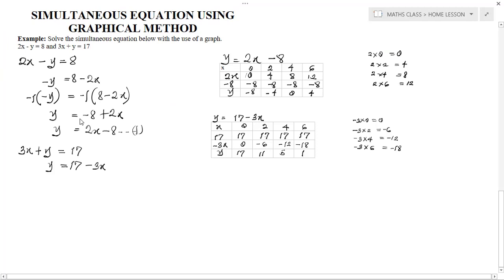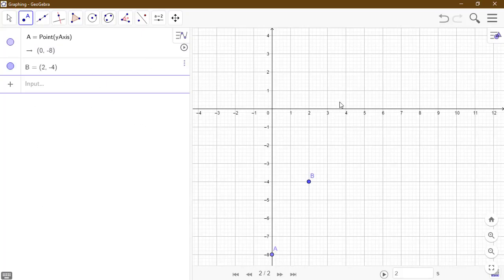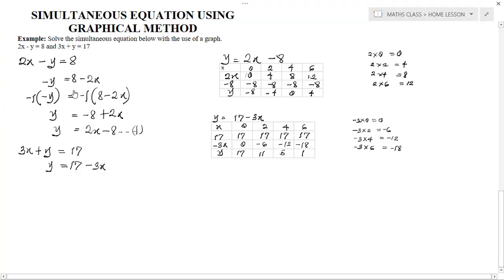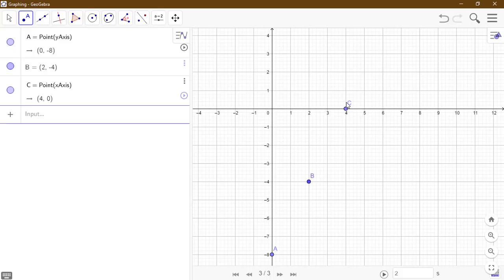When x is 4, y is 0. This is the position. You can see that it's giving us the value there. So when x is 6, y is 4. So it's this place.